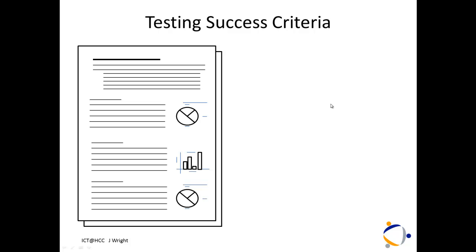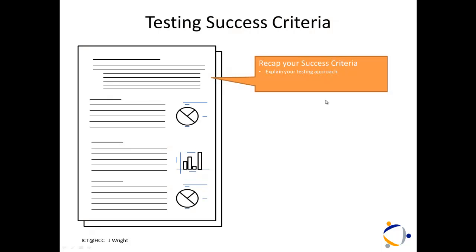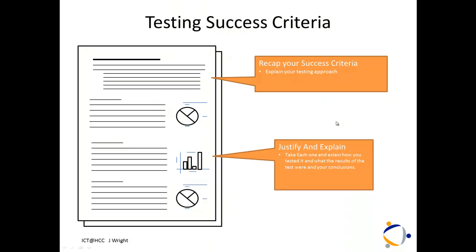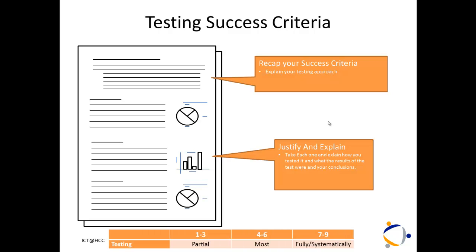Then you need to talk about your success criteria. Think about what the client has paid you for. You need to recap your success criteria and then go over and justify and explain each of those success criteria in quite a bit of detail. Now don't get caught up in evaluation here, just present the facts. What was tested, what was the feedback, and then leave it at that. Don't comment on whether you liked it or not. Now, the final part here is, again, part of the last testing, so it's about whether you tested it fully and systematically to get those top bands.